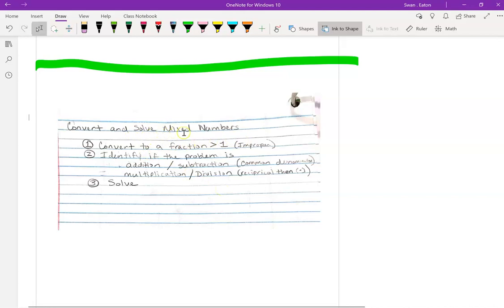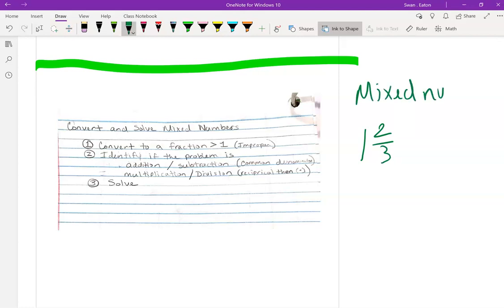How do we convert and solve mixed numbers? Remember, in mixed numbers, example would be, this is a mixed number. So I'm going to say this is a mixed number example. And how do we do that? How do we convert it to a fraction greater than 1? Some of you may know this as an improper fraction. So right now I want you to hit pause, and then we will work out one of these problems so you can have an example in your notes.